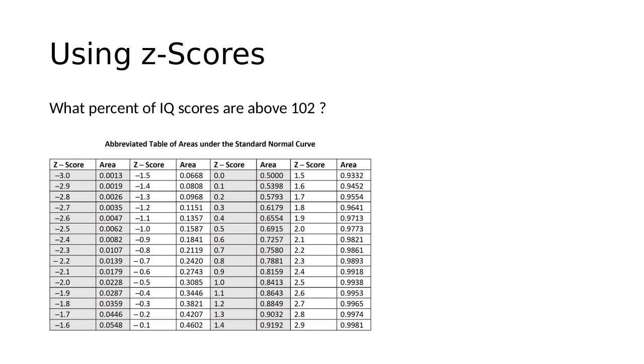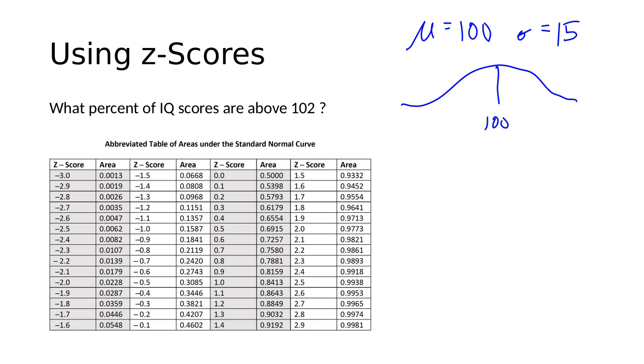What percent of IQ scores are above 102? So here we're working with IQ scores again. So our mean is 100, our standard deviation is 15. If I were to sketch a normal curve, I've got my mean in here at 100. And then this time the question says, what percent of IQ scores are above 102? So I put 102 on my curve, and I want to know what percent of the scores are above 102. Well, that means to the right of 102.